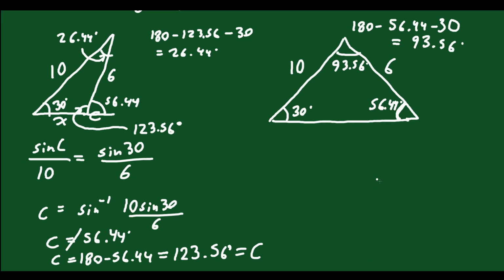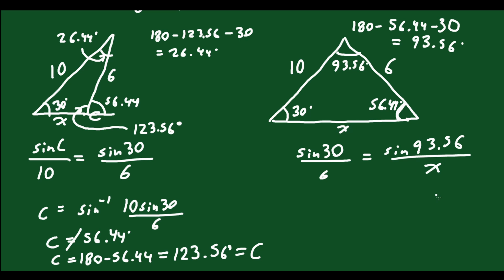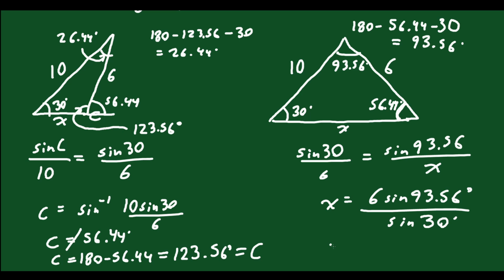All right, now we have to find the last side, right? And to do that, we can just do a sine law. I could say sine 30 over 6 is equal to sine of 93.56 divided by, we'll call this one x. And then you solve for x. X is equal to 6 sine 93.56 degrees over sine 30 degrees. Therefore, x is equal to 11.98 centimeters. Now this triangle is solved. You have all the angles and all the sides.